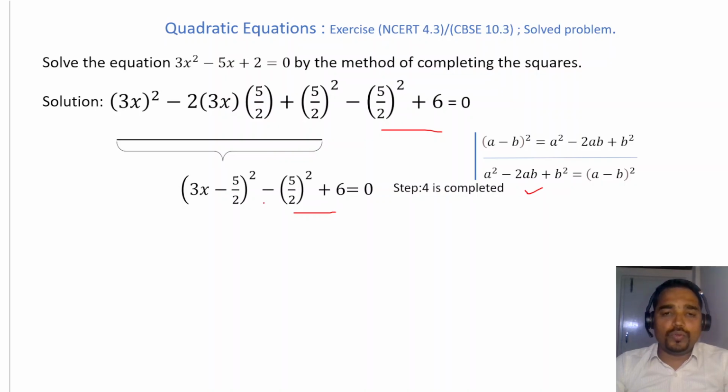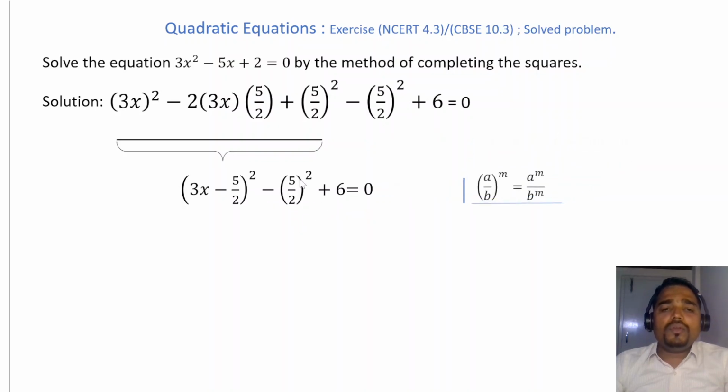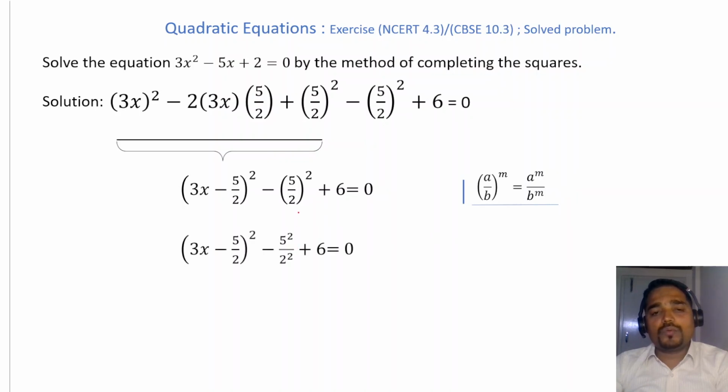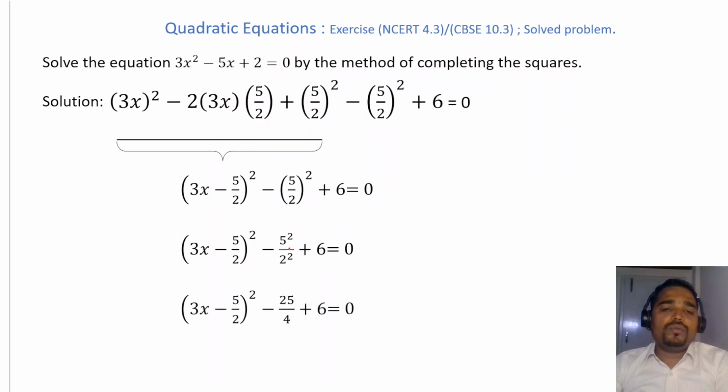Now we will see how to do that. Because we have here 5 by 2 whole square, which looks like a by b whole power m, which is a theory of indices formula, wherein a by b whole power m is equal to a power m by b power m, 5 by 2 whole square is 5 square by 2 square. So we applied the a by b whole power m formula here. Upon simplification, 5 by 2 whole square has become 5 square by 2 square, which is 25 by 4, since 5 square is 25 and 2 square is 4. Now we have got the equation like this.